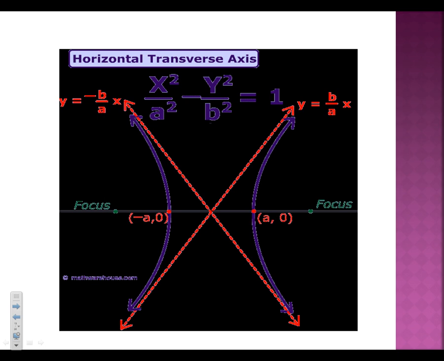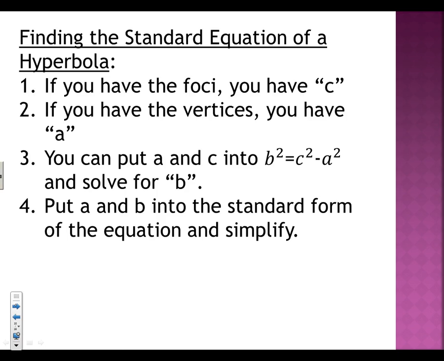So again, those vertices give you points that are on the curve, and those asymptotes, which we're going to talk about next, keep us from getting too wide or too narrow of a curve for our hyperbola. All right, finding the standard equation of a hyperbola.